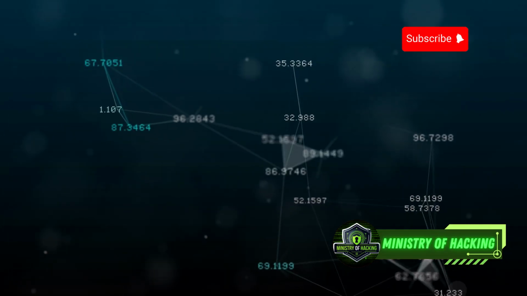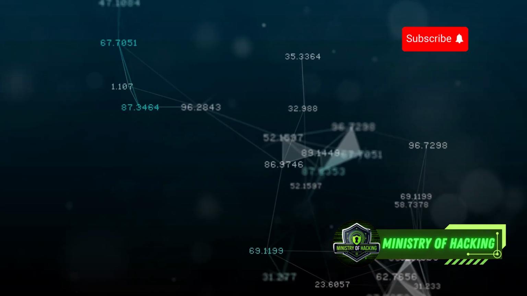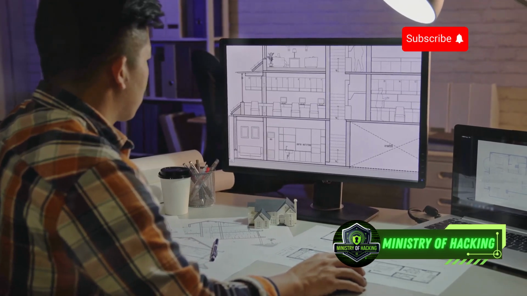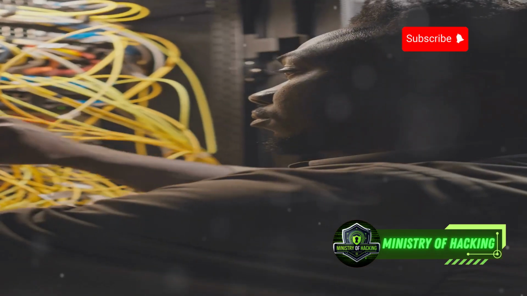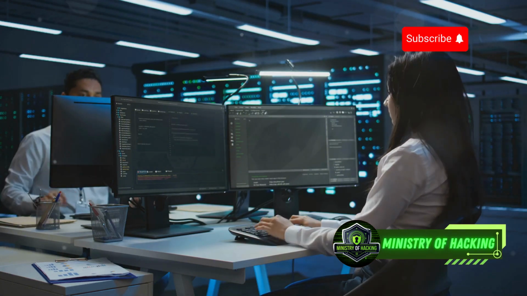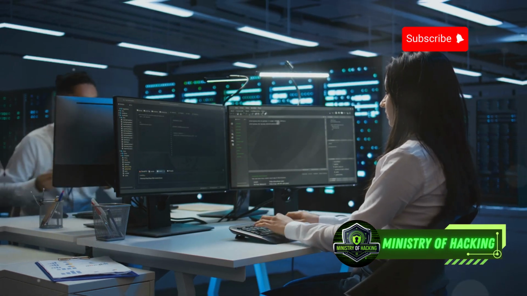Knowledge of network topologies like star, bus, and ring networks is also crucial. Imagine trying to secure a building without knowing its layout. You'd be lost. The same applies to networks. You need to understand the structure of the network you're analyzing to effectively identify and address vulnerabilities.